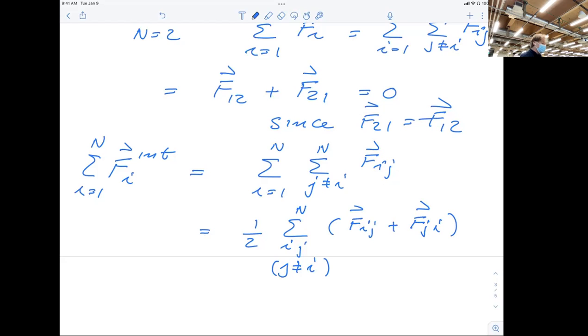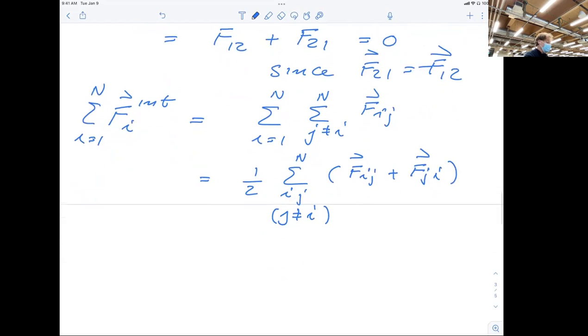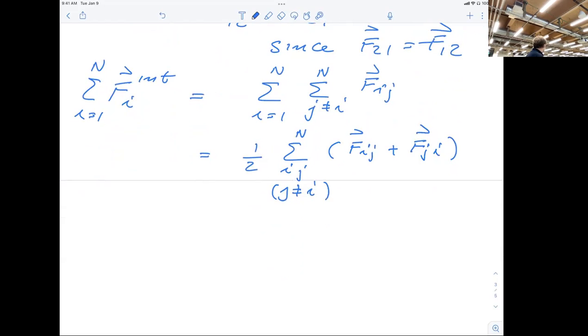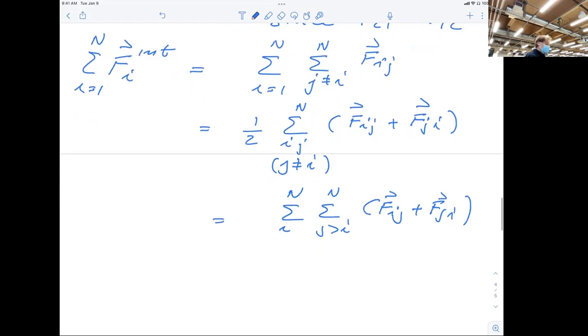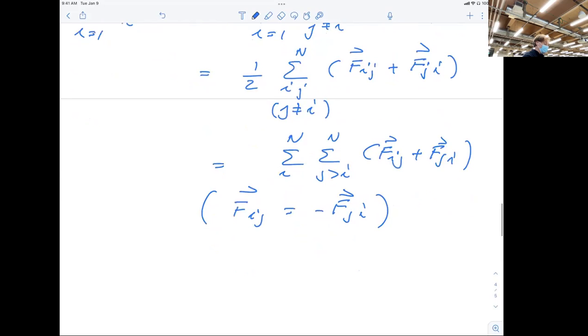Since you have a double sum here, you can also take away the factor of a half, and you can simply rewrite this as a sum which goes over i, and then I have a sum over j larger than i, and this runs up to n, and then I have F_ij plus F_ji. And since now F_ij is equal to minus F_ji, then clearly this is equal to 0.